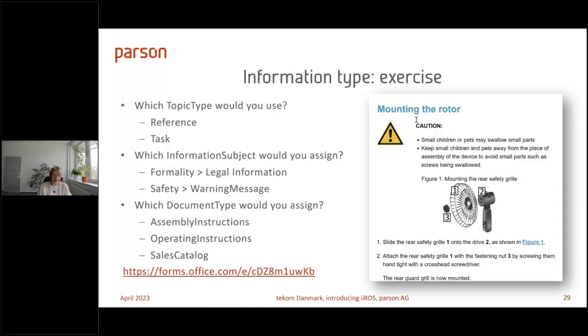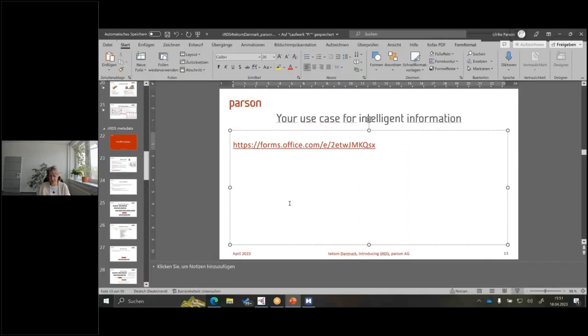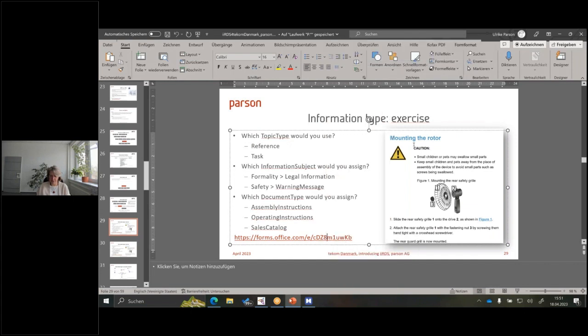Okay, time for some action. This is, and I hope you can all see that, a topic from the iiRDS sample content. It describes a fan, so something you can use to make fresher air. And this topic explains how to mount the rotor of the fan. Very usual structure. You have a warning message here and then some step-by-step instruction. If you think of the information types, which information types would you assign? I will paste the link into the chat.